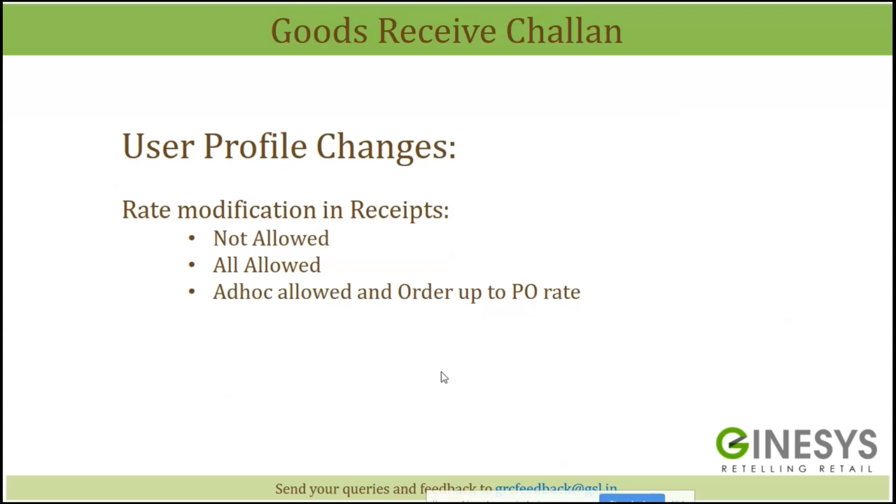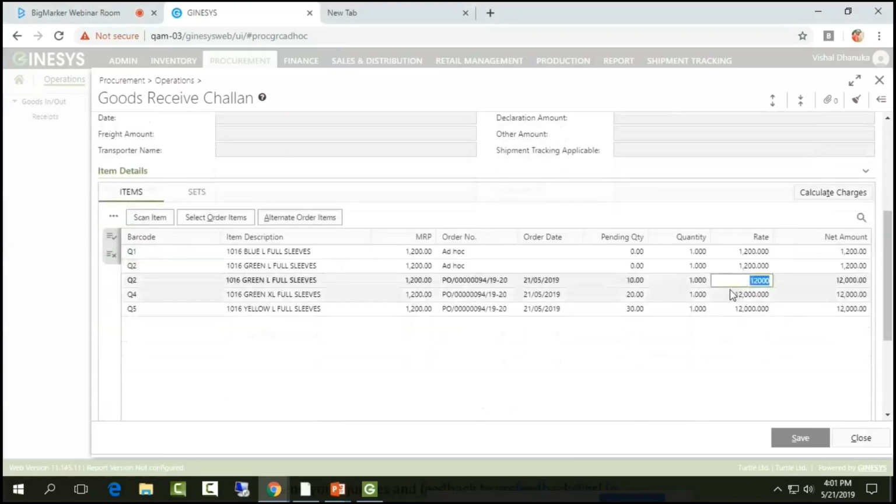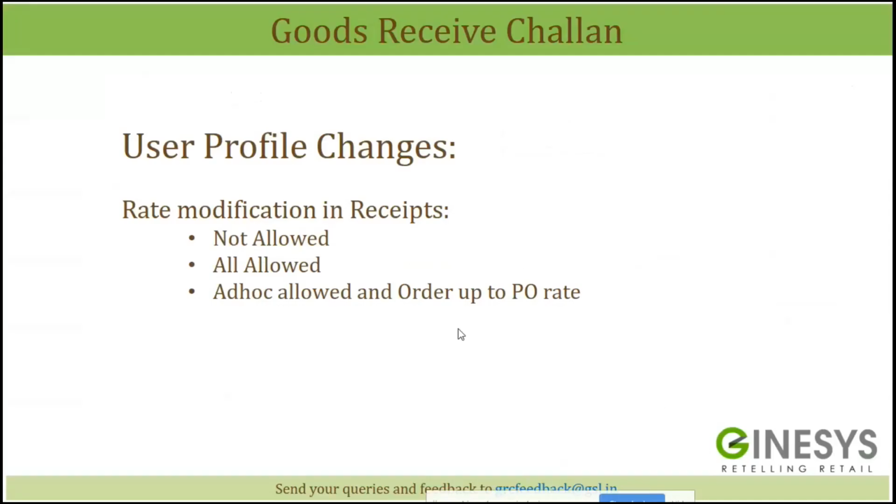So with this, order item rate modification can be defined as per the profile setting to the respective users. Item rate modification, if allowed, can be done directly in the item grid. Over here, user can change the item rate, and accordingly the net amount for that item will get pre-calculated. So it depends upon the user profile setting whether modification of item rate is allowed or not.